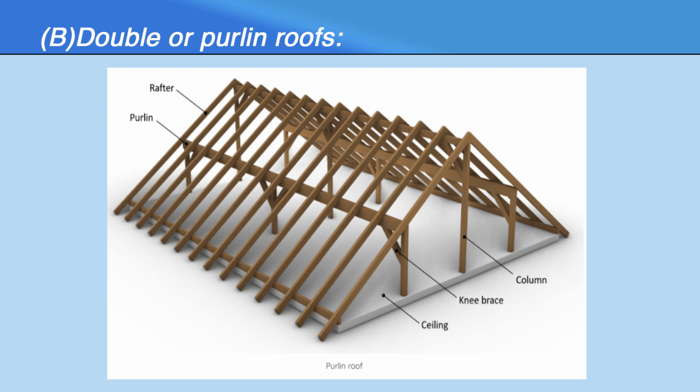Next, second type, that is purlin or double roof. When the span exceeds 2.5 meters, the size of a rafter becomes uneconomical. Hence, in order to reduce the size of the rafter, intermediate supports called purlins are introduced under the rafters as shown in the figure. This roof can be adopted economically up to 4.8 meters.